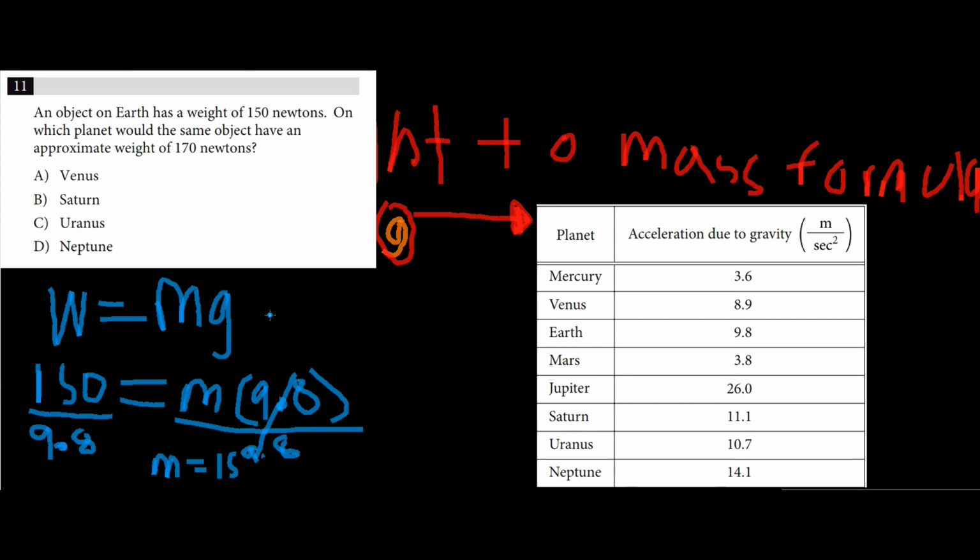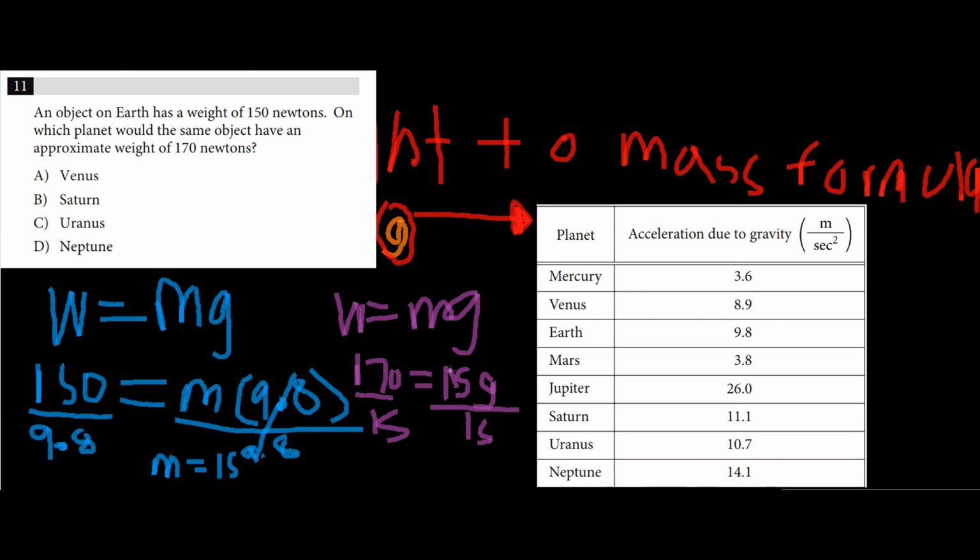So now, you have weight equals mg. Actually, let me do it in a different color. Let's do purple. Weight equals mg, and so we know that we want a weight of 170 newtons, and we know our mass is constant. It's about 15 times g. Divide by 15 on both sides, and you get that g is equal to 11.3 repeating.